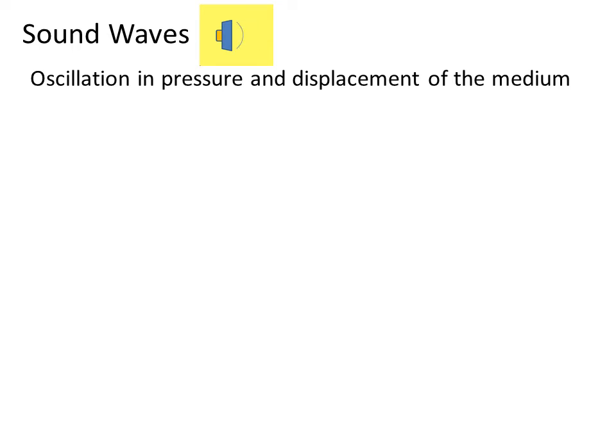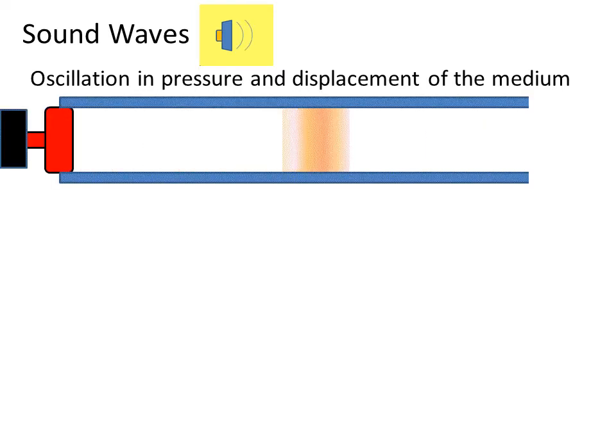In this lecture, we look at sound waves. Sound waves are oscillations in pressure and displacement of the medium. For example, let's look at a pressure pulse traveling down a tube. Here we have an actuator or piston that pushes into the tube, creating a denser region of air, which then propagates down the tube.